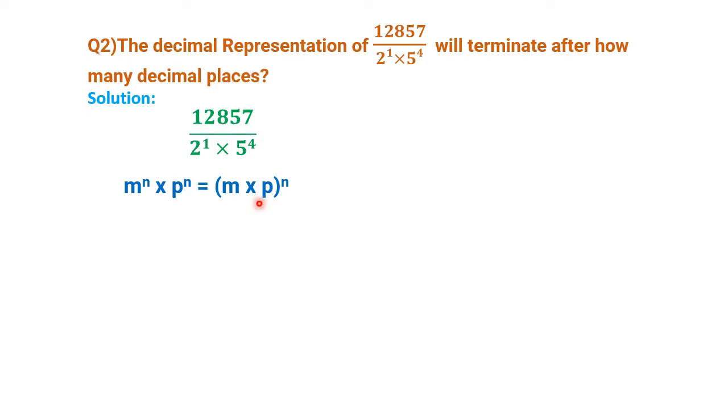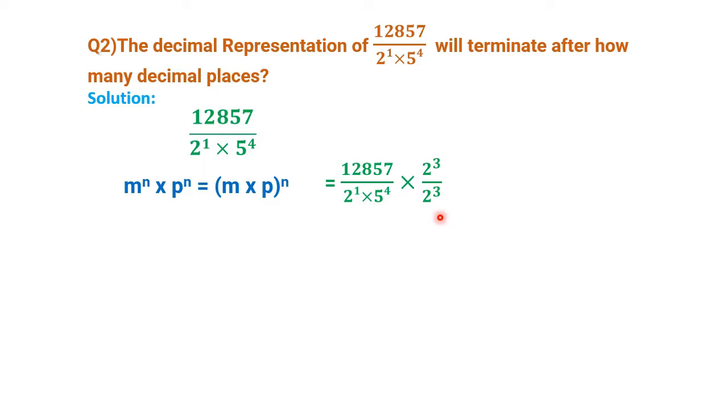Here we know that 2 into 5 is 10, but 2 has power 1 and 5 has power 4. So we have to raise the power of 2 also to 4 so that both 2 and 5 have the same power and we can make use of this equation. This can be achieved by multiplying and dividing the given number by 2 raised to 3. 12,857 divided by 2 raised to 1 into 5 raised to 4 into 2 raised to 3 divided by 2 raised to 3, which is equal to.